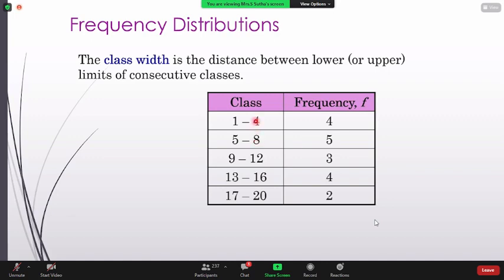In another way, we can also find it by looking at the difference between the class boundaries of a particular class. A little later we will look at that, so don't confuse that with this one. Based on this definition, the class width is 5 minus 1, or 8 minus 4, or 13 minus 9, or 16 minus 12, all are 4. So this frequency distribution has equal class width, right?